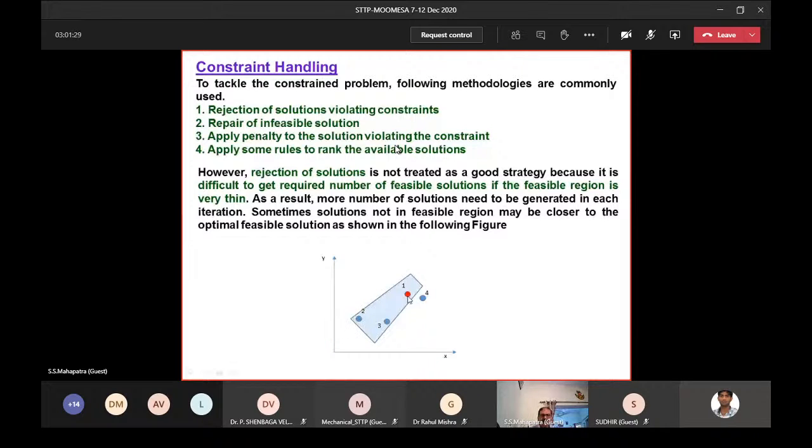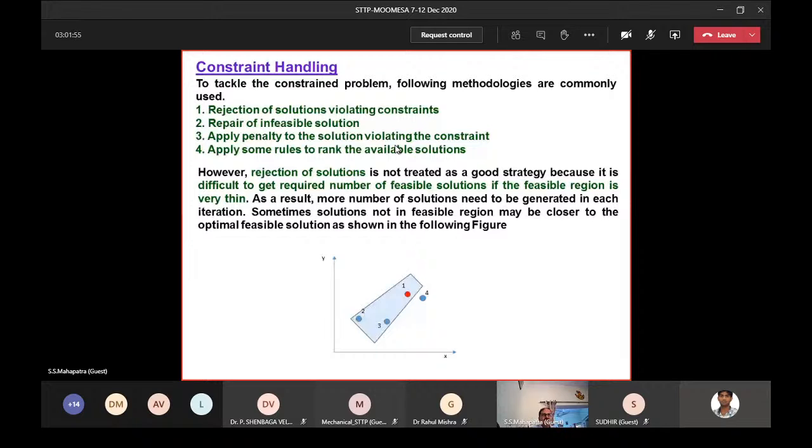It may take a longer time, but solution 4, which is nearer to 1, may reach the optimal solution with less computational effort or less time. But simply because it is violating the constraint, we are rejecting it. So a solution which has the potential of giving a good result may be rejected.